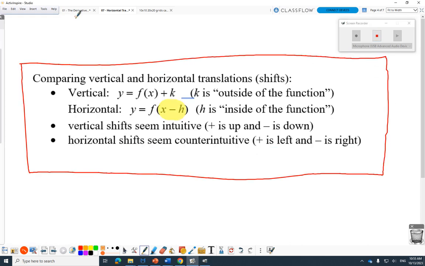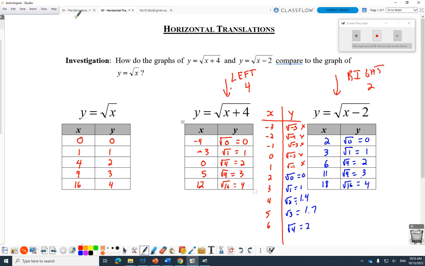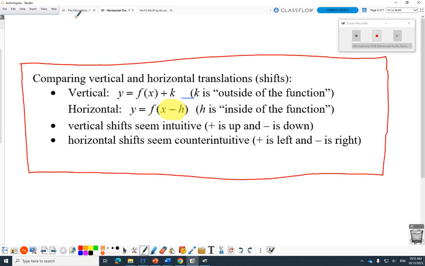Kyle, what's with the y equals though? It means whatever function you're talking about. So the first functions we talked about, y equals whatever function you're talking about. If you see a plus out here, positive means up, negative means down.